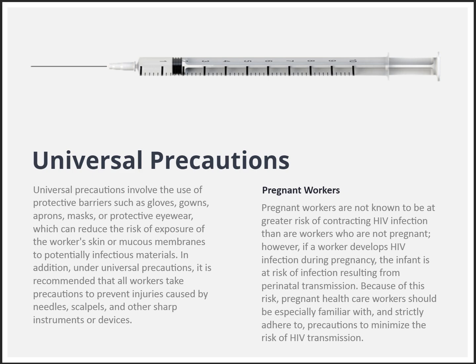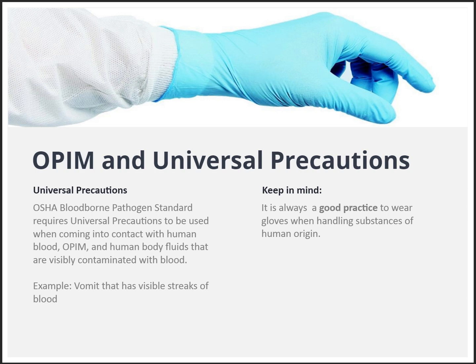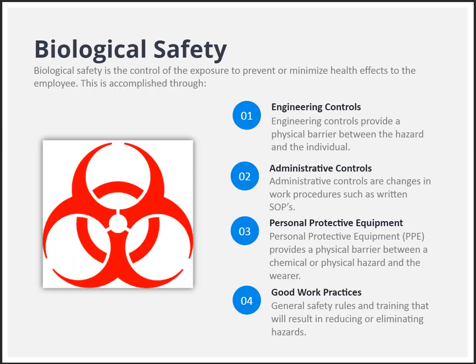The OSHA bloodborne pathogen standard requires universal precautions to be used when coming into contact with human blood, OPIM, and human body fluids that are visibly contaminated with blood. Keep in mind it is always a good practice to wear gloves when handling substances of human origin.